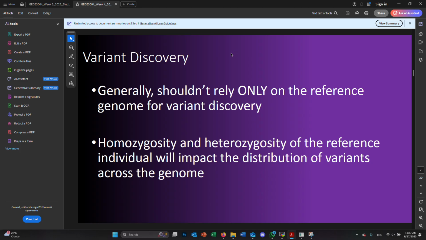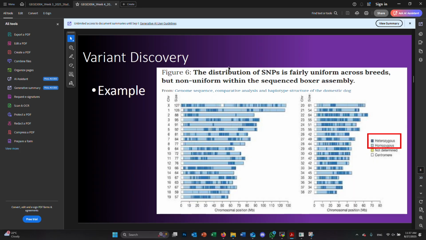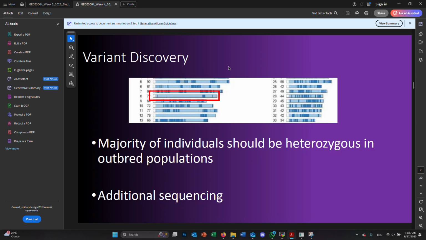Of course, if this is the only individual, the variants that you are trying to discover are going to be in certain regions, and there will be no variants at all in other regions. Right? So you will therefore fail to discover any variants in any region for one individual that is homozygous.